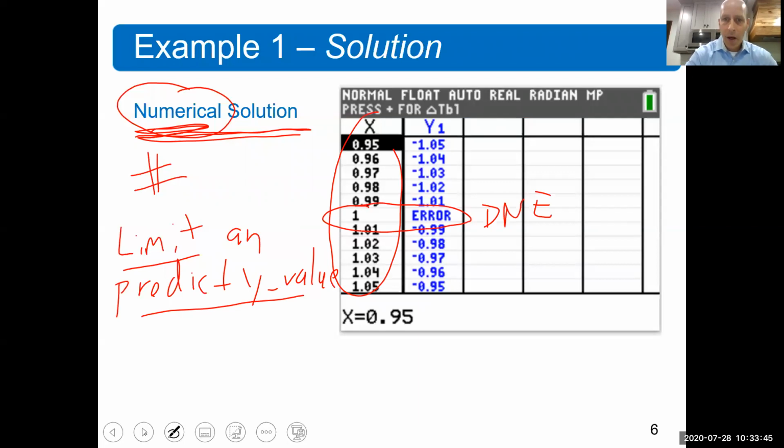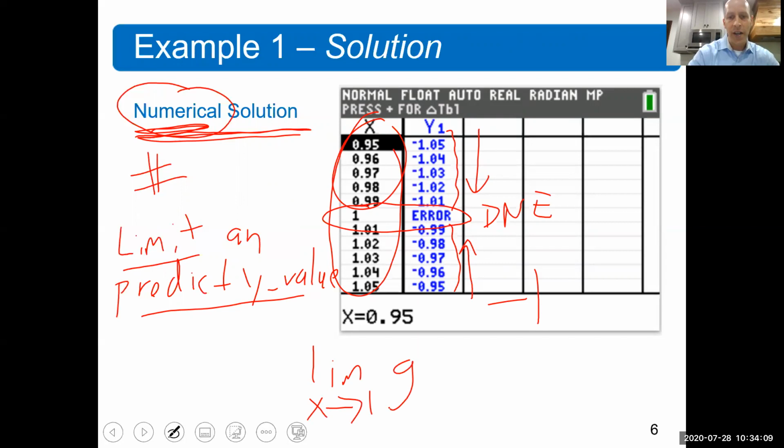However, what do all of these values, as we get closer and closer to that magical 1 value of x, seem to be approaching? Well, I'm hoping that you can see that it's getting closer and closer to the magic number -1. So I would guess that the limit as x goes to 1 of g of x is equal to -1.